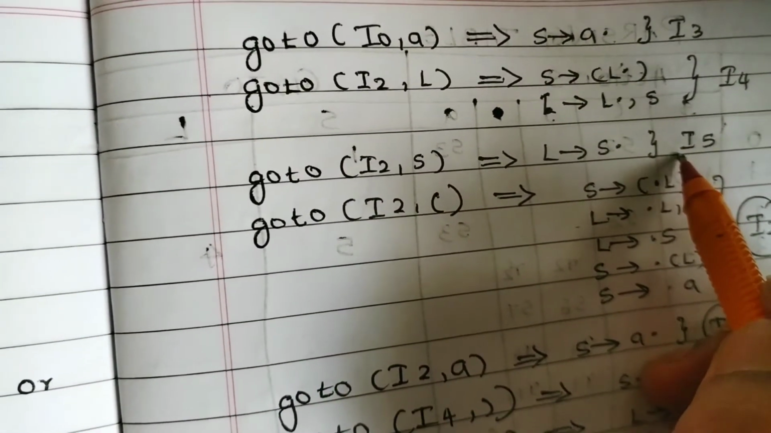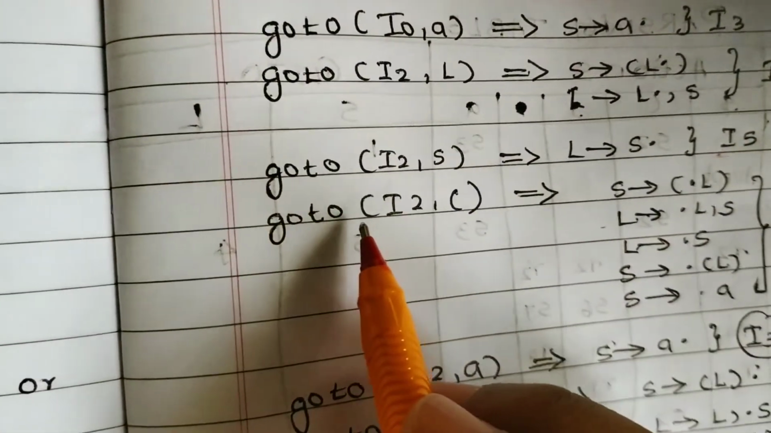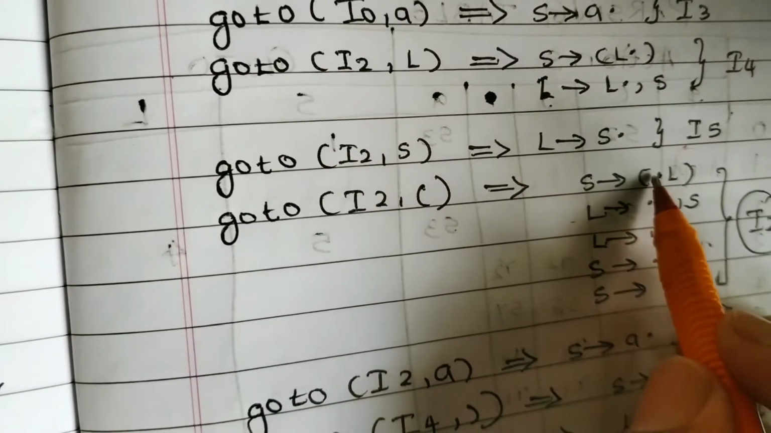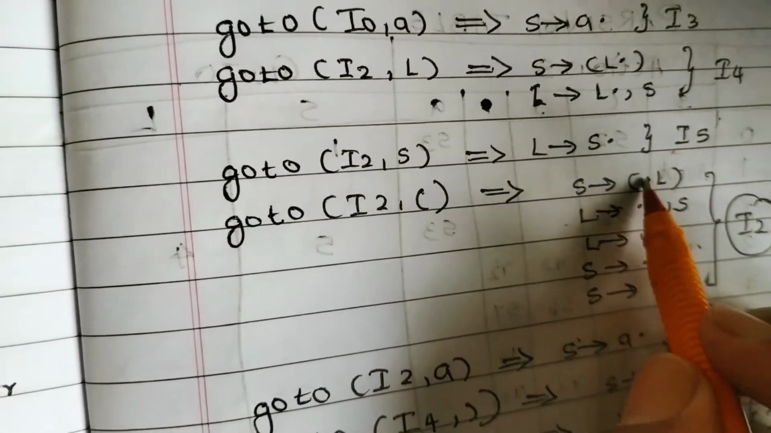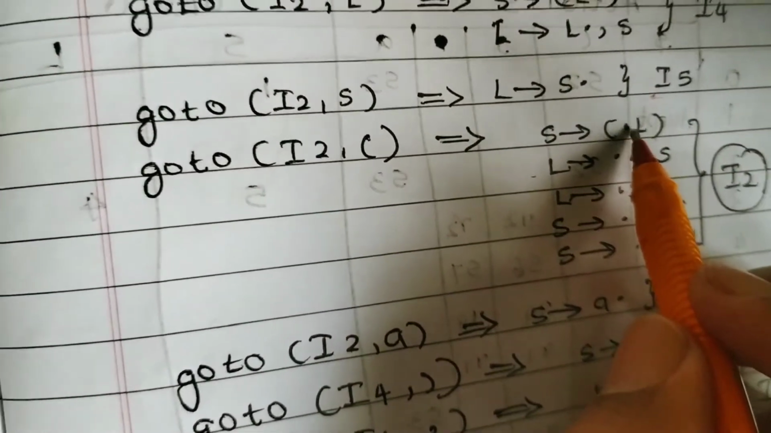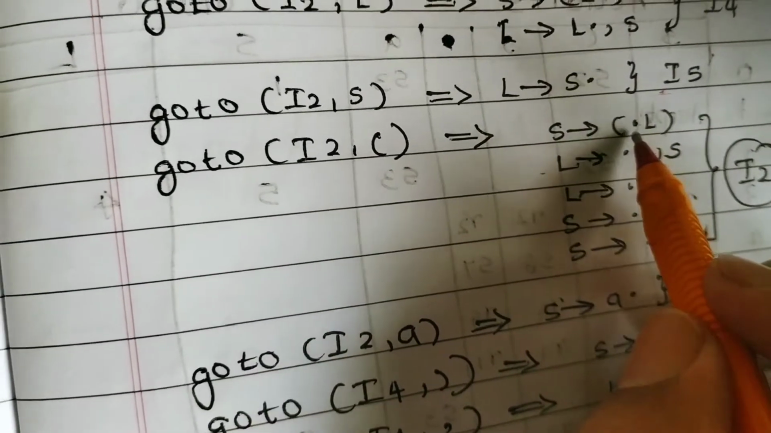Okay. Next what you have to parse in I2 is the open bracket. Right. So I2 open bracket. So S tends to, simply you are moving that dot, open bracket dot L. Now you see after dot a non-terminal is present, so you are writing all the productions of L.